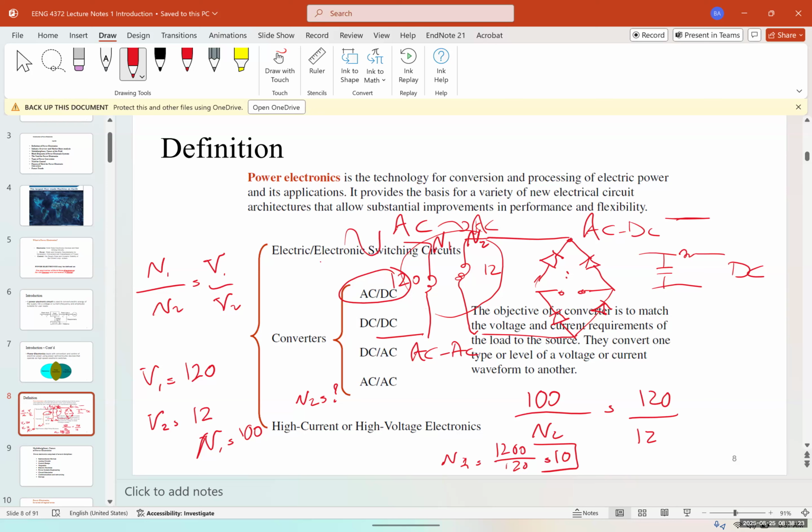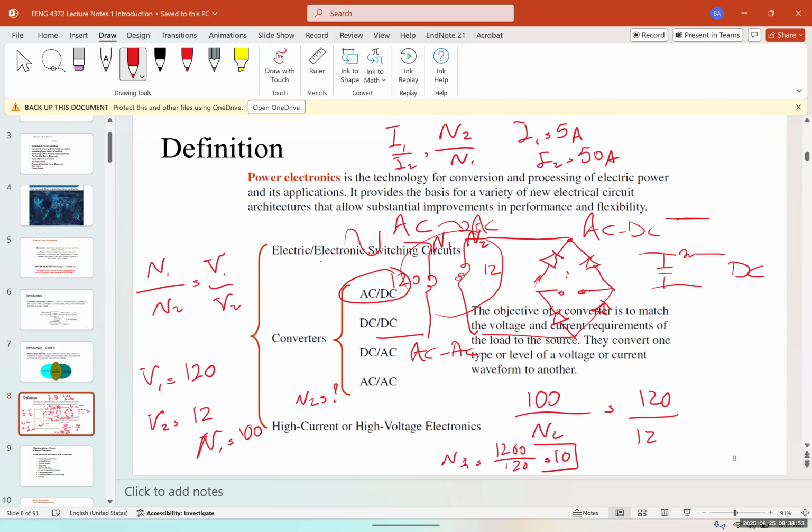So the voltage drops 10 times, and the current increases 10 times. Because as you know, the current ratio is the opposite. It's N2 over N1. So if our primary current was 5 amps, what would the secondary current be? 50 amps.